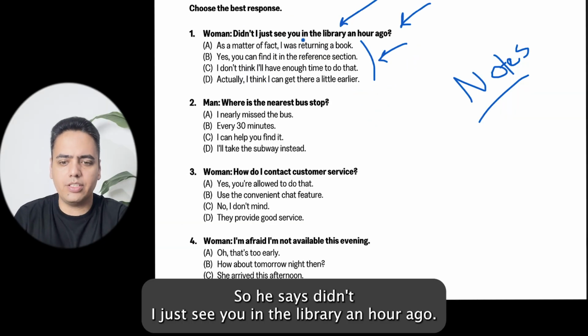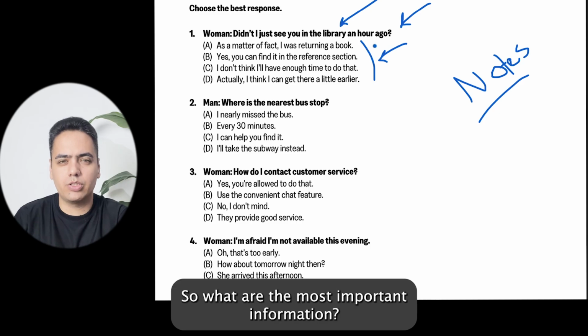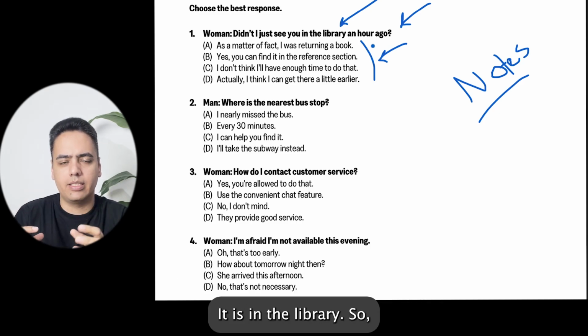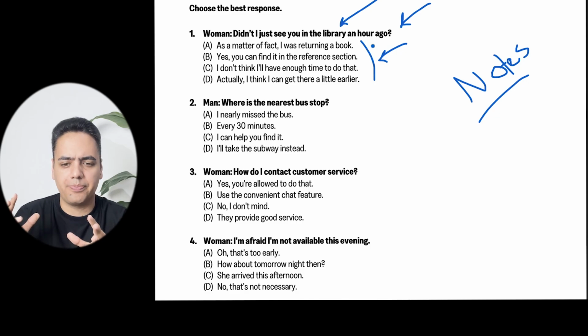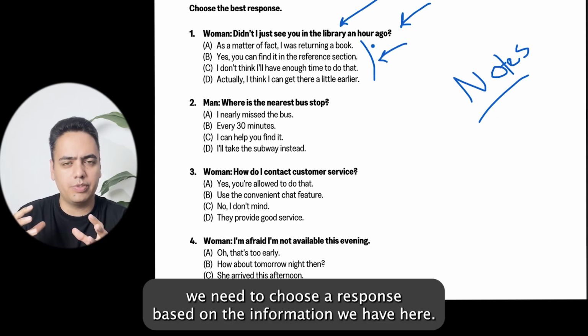So he says, "Didn't I just see you in the library an hour ago?" So what is the most important information? It's about an hour ago. It is in the library. So we need to choose a response based on the information we have here.